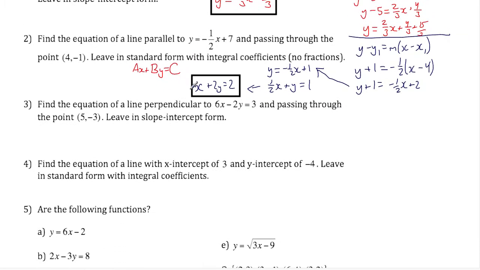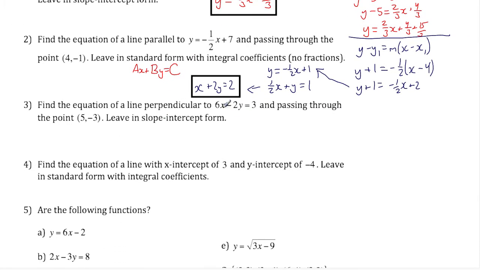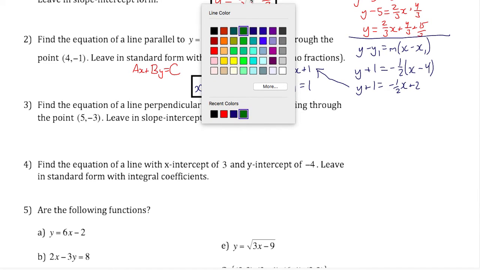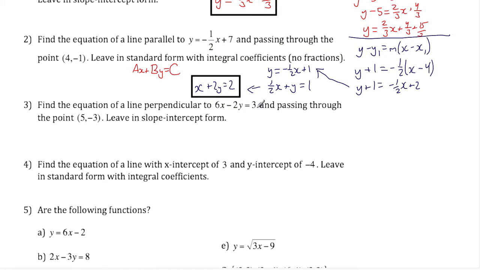All right, moving on. Now we have the same thing, but we have a perpendicular line and another point. We want to leave it in slope-intercept form. As you can see with all these, it's all about manipulating. This is not in slope-intercept form, so I don't know what the slope is. I'm going to put it into slope-intercept form so I can see what the slope is. So -2y is equal to -6x plus 3. If I divide everything by -2, y is equal to 3x minus 3/2.